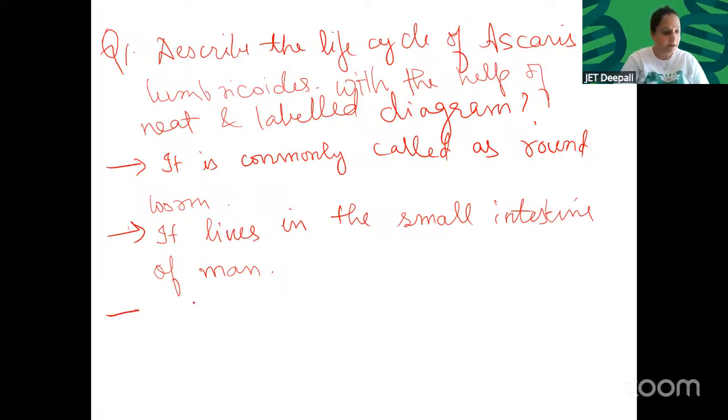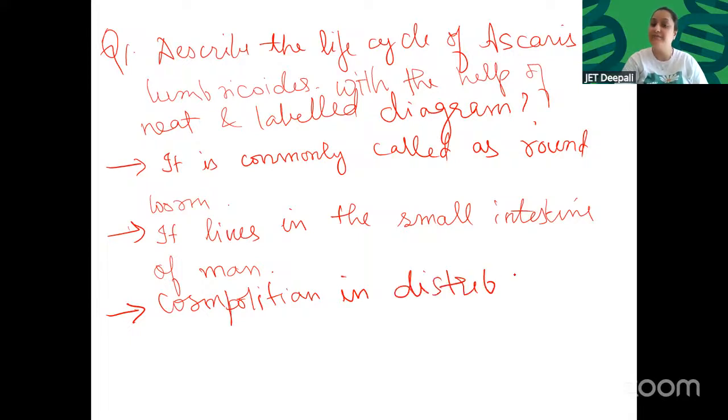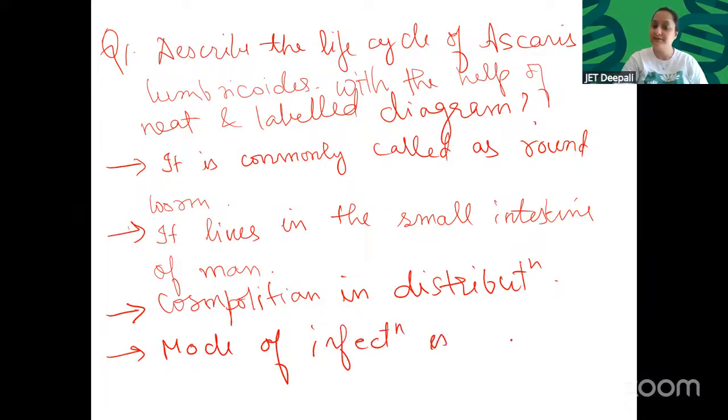Now next, it is cosmopolitan in distribution. What is cosmopolitan in distribution? Cosmopolitan in distribution means they are present everywhere. The word cosmopolitan itself says sarvavyapi, present everywhere. They are found in contaminated water, contaminated food, contaminated surfaces, contaminated areas. So they are cosmopolitan. Clear? Now next, the mode of infection is contaminated food and water.